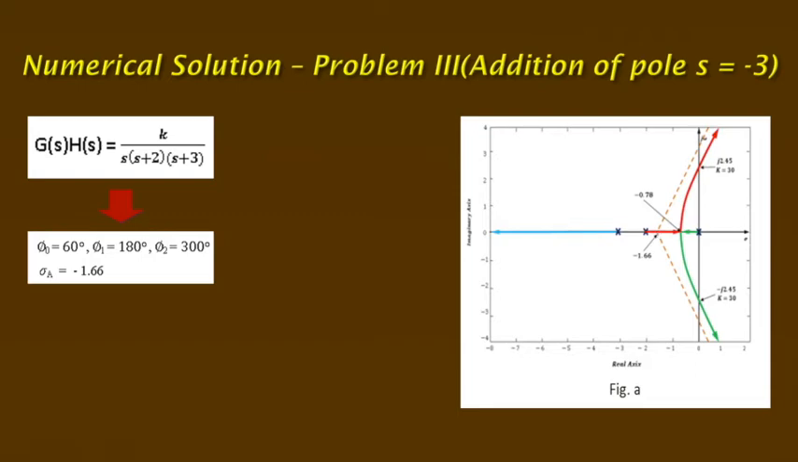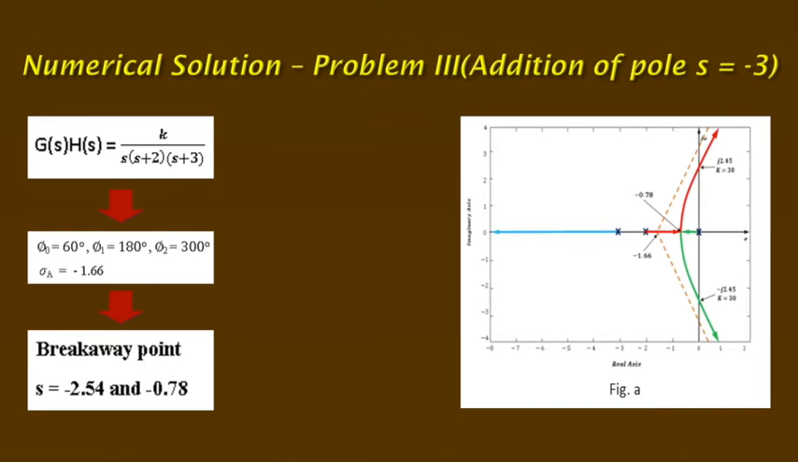From this point, the first asymptote angle is 60 degree, this angle. Then draw this asymptote. Then another asymptote angle is 180 degree. That means this one, so another asymptote passes along the real axis. And the third asymptote angle is 300. So from this side, this angle is 300. So draw the third asymptote.